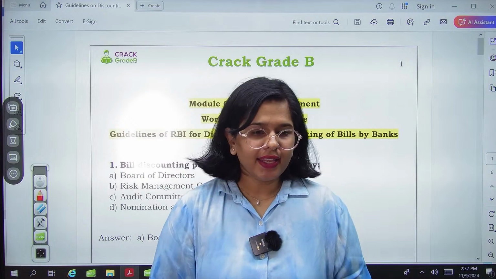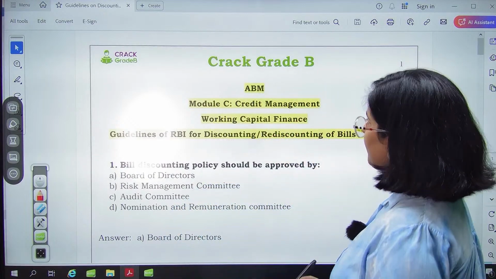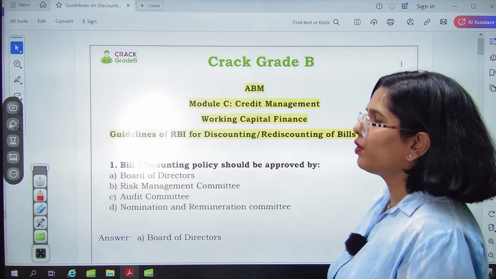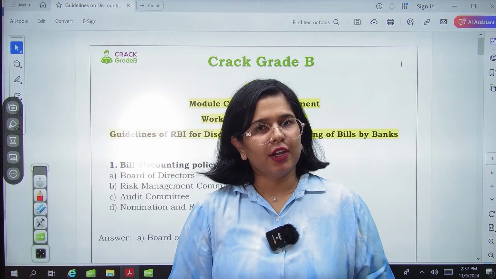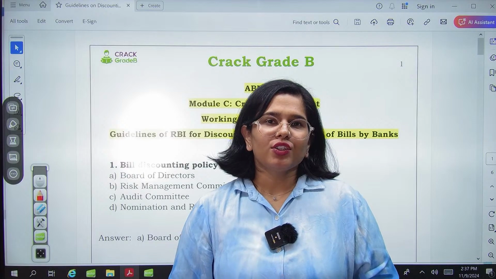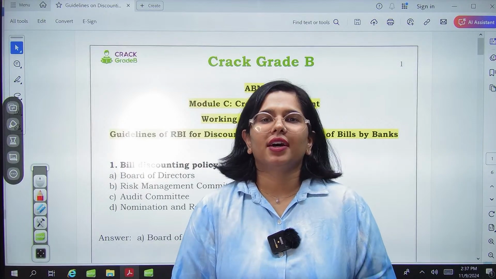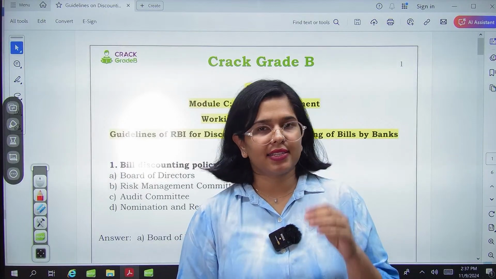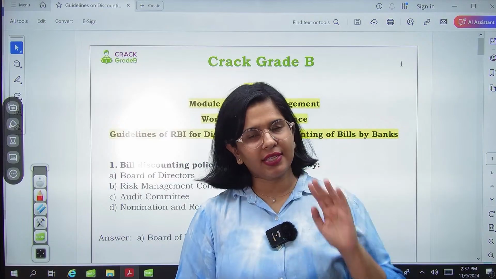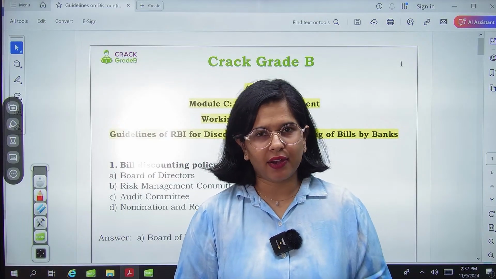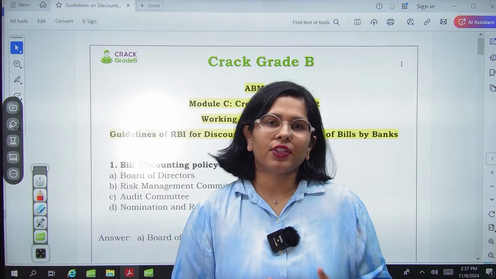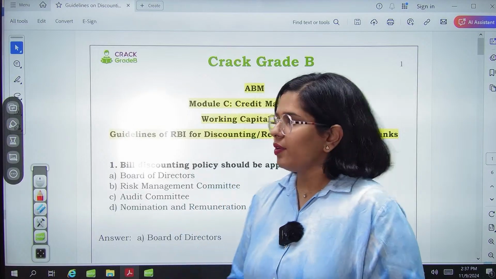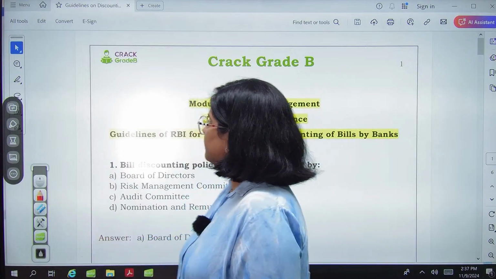So today in the module of ABM, we are going to do the topic of working capital finance, and I have chosen two subtopics to be covered today, right? So before I start with working capital finance as a topic, let us discuss a few things that are in your syllabus as well, and that would be easier for us to relate with the topic, right? So number one, what do we mean by working capital?